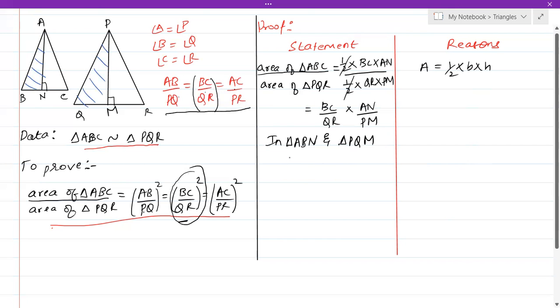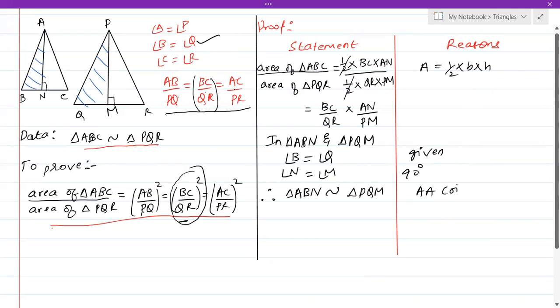So very clearly, angle B is equal to angle Q, because from the data itself we have got it given. We can write angle B is equal to Q because the triangles were similar. So it is given. Now similarly, angle N is equal to angle M because both are 90 degrees. Therefore, two angles are equal. Therefore, triangle ABN is similar to triangle PQM using AA criteria.